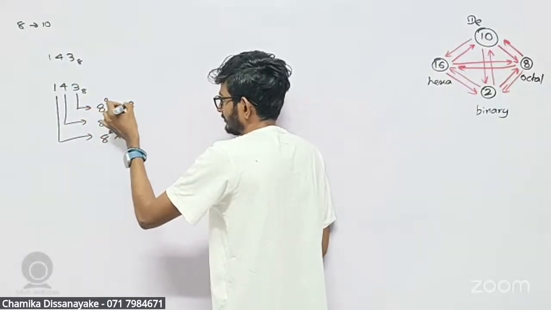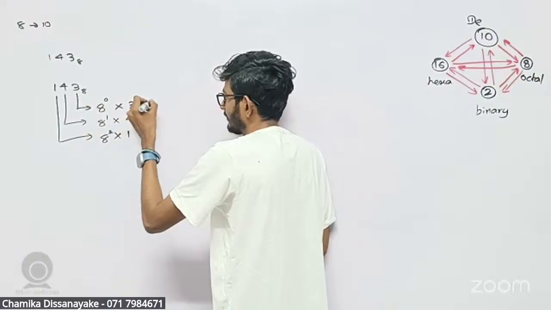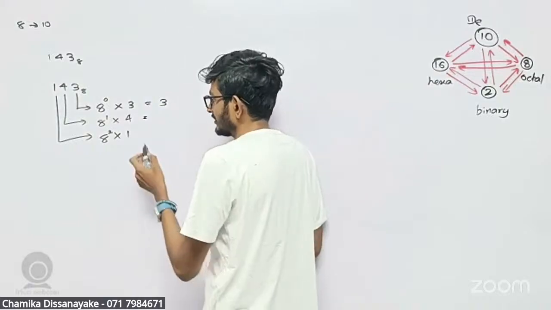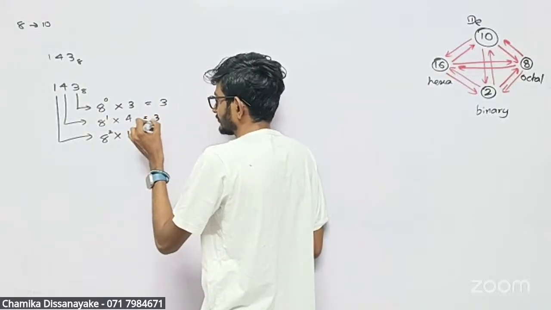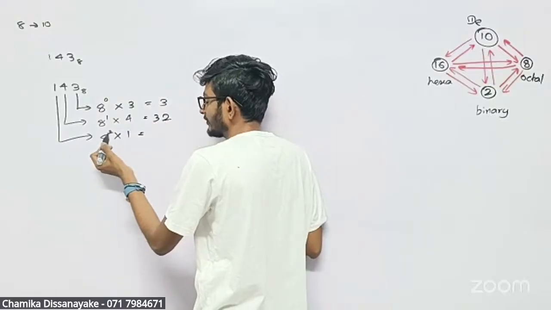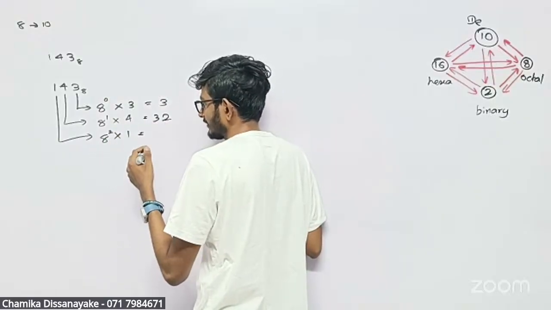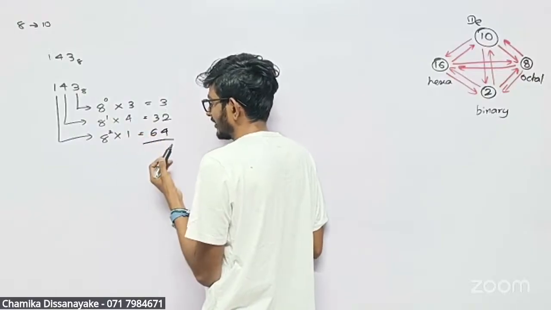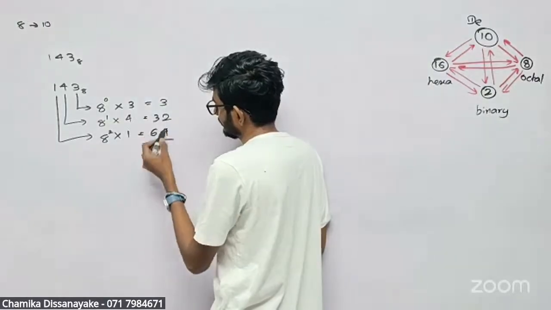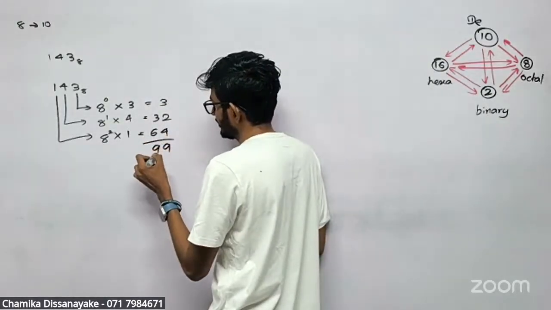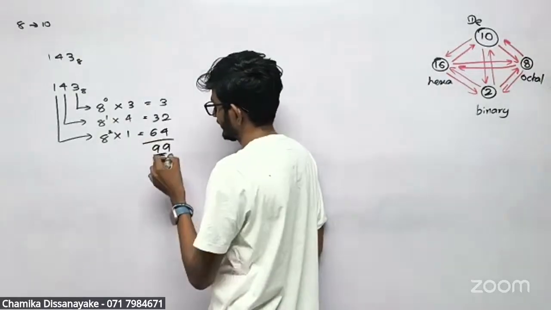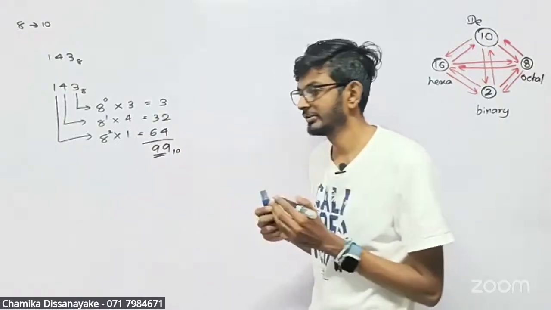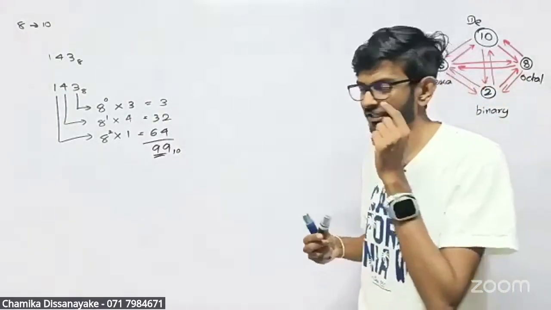So here, 8 to the power 0 is 1. 1 multiplied by 3 is 3. 8 to the power 1 means 8. 8 by 4 is 32. 8 to the power 2 is 64. 64 by 1 is 64. So we need to add these things. We have 7, 9, 9, 99 is the value in base 10. Base 10, this is the value. Likewise, same method.